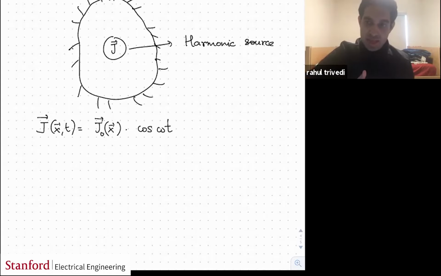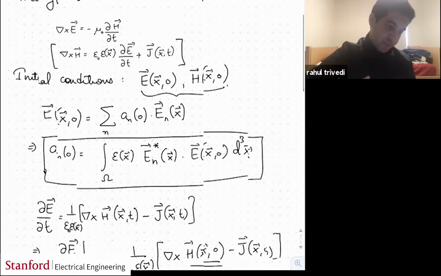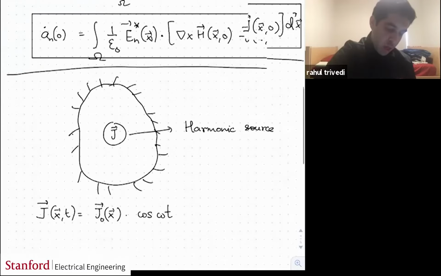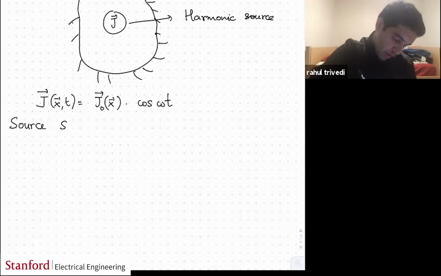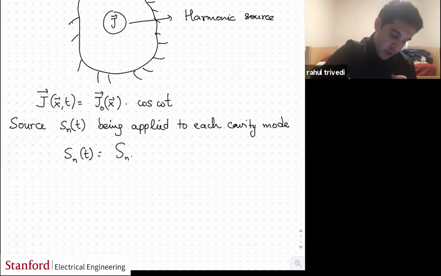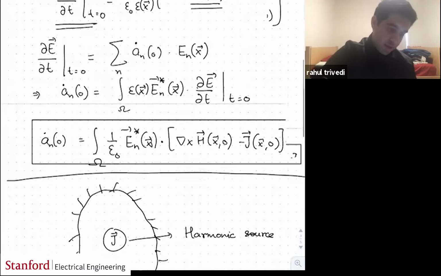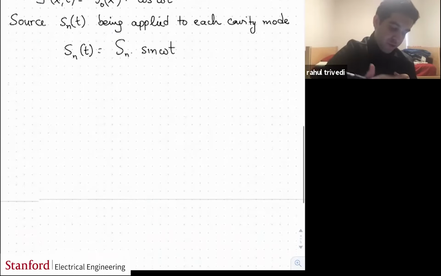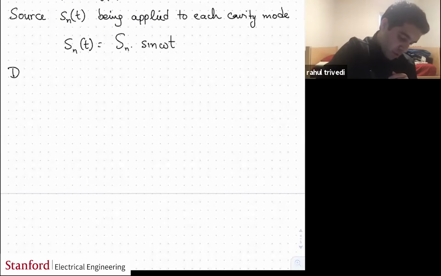Well, the analysis is quite straightforward. So let's see what happens. So because this Sn of t depends on the derivative of j, it also turns out to be harmonic. So the source Sn of t being applied to each cavity mode essentially also becomes harmonic. So Sn of t becomes some amplitude Sn times sine of omega t, right? So the sine comes because of this derivative. So there is a phase offset between the source in the harmonic oscillator equation and the source in your current source. And then the dynamics of your problem are essentially being described by a driven harmonic oscillator, right?